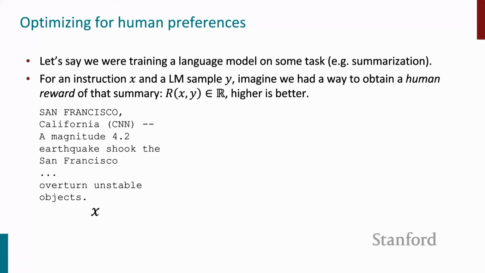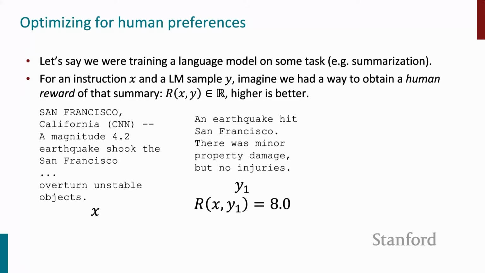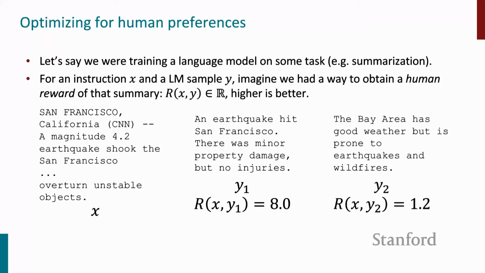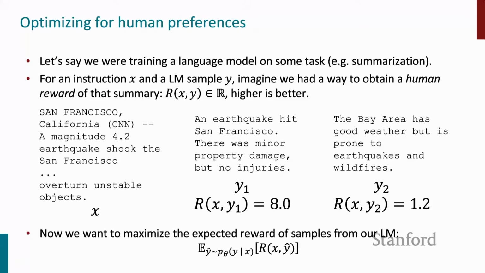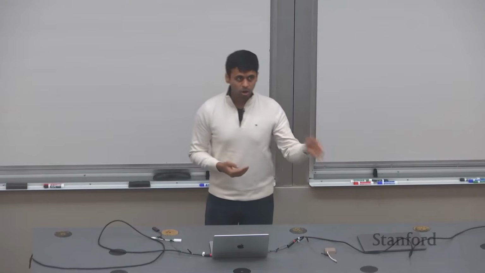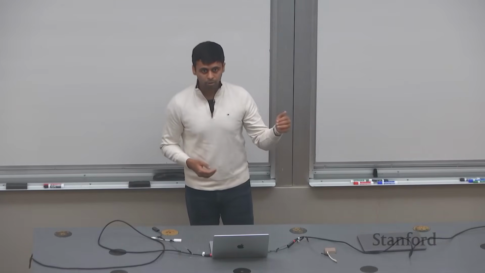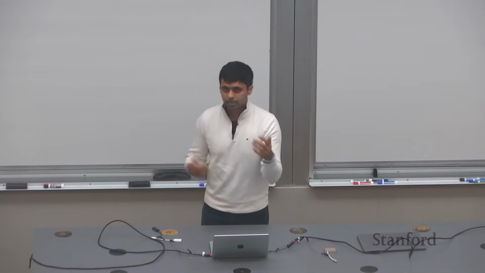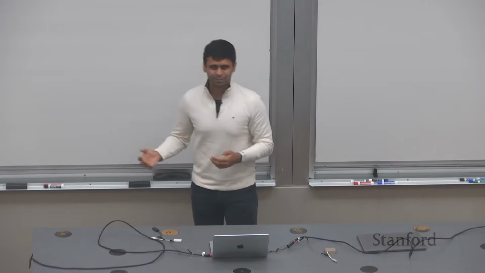So we have some news article: San Francisco, California, a magnitude 4.2 earthquake shook the San Francisco, blah, blah, blah. And we have one summary: earthquake hit San Francisco, there was minor property damage, but no injuries. And we have another one: Bay Area has good weather, but it is prone to earthquakes and wildfires. Clearly, one of the summaries is a little better than the other. So let's say our reward function gives one a score of 8.0 and the other summary gets a score of 1.2. Roughly speaking, we want to set up the objective such that we maximize the expected reward. Conditioned on some input instruction X, we want our language model to generate summaries Y such that the expected reward will be high. It's a fairly simple, standard RL objective that you've probably seen in class before.